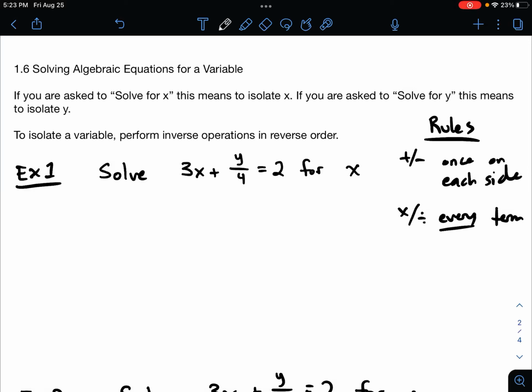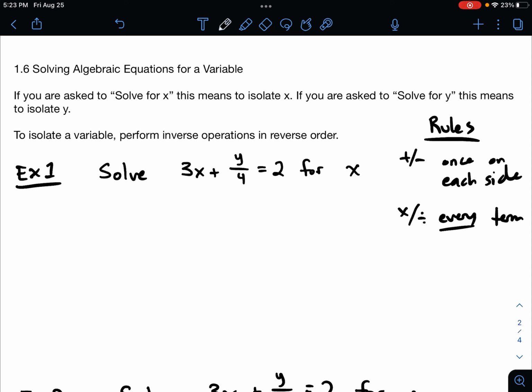All right, so in 1.6, we are solving algebraic equations for a variable. What this means is that you're going to see multiple variables in an equation, and they're going to ask you, for example, solve for x. That would just mean to get x all by itself. If they ask you to solve for y, that would mean to get y by itself. If they ask you to solve for w, that would mean to get w all by itself.